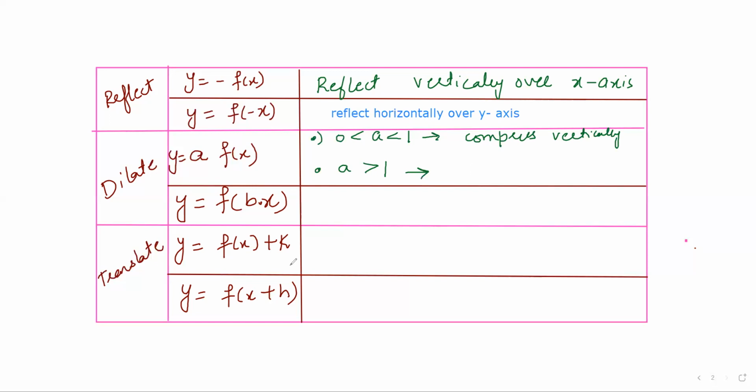But it doesn't matter. I've just changed the constant. You can write 2, 3, 4, whatever. K, H are constants. A, B are constants. So if A is between 0 and 1, we need to compress vertically. But if A is greater than 1, we need to expand vertically.